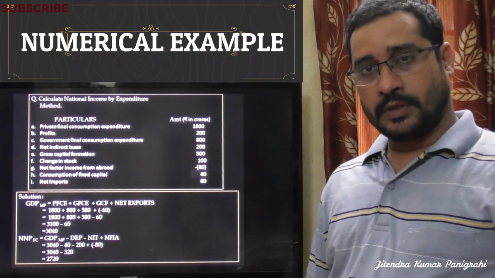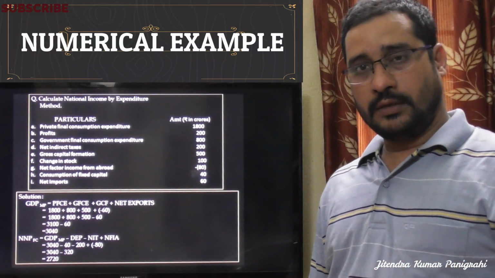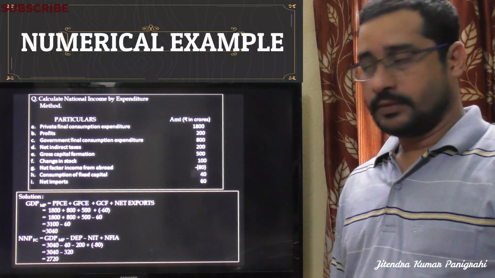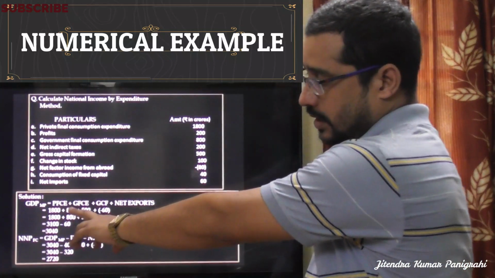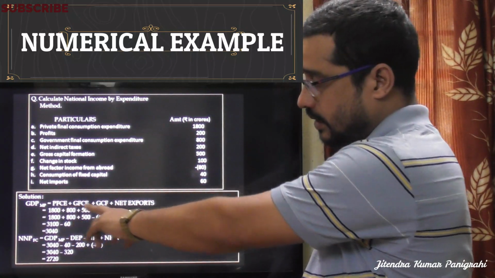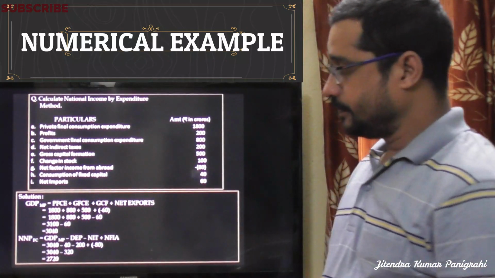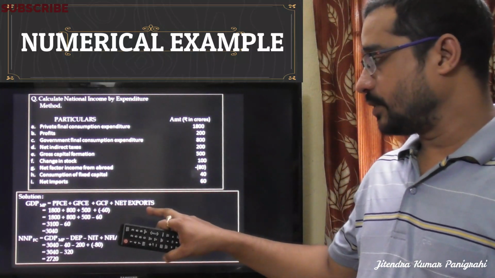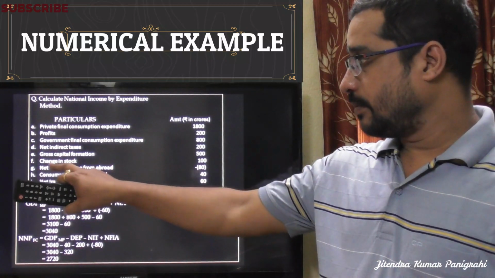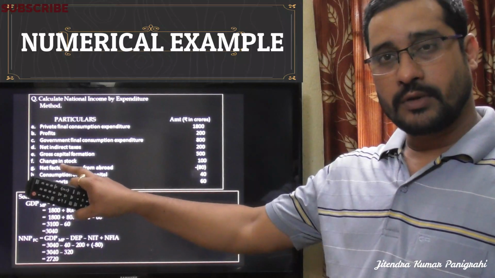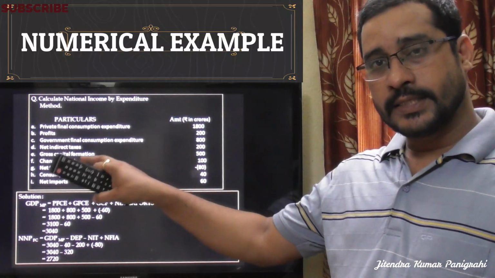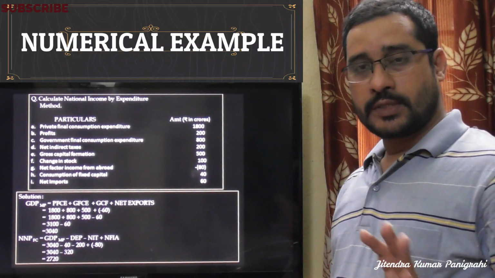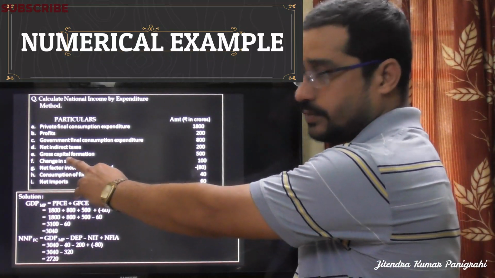First of all, as per the previous method, we have to find all the components. Here, we have to calculate GDP at market price. To calculate GDP at market price, we are taking the figures: PFCE, private final consumption expenditure, GFCE, GCF, and net export. Here, gross capital formation is given, and change in stock is given. So it is not required to take change in stock, because this change in stock is already inside the gross capital formation. So if subcomponents are given, it is not required to take them. You only take the factors which are in the broad category.